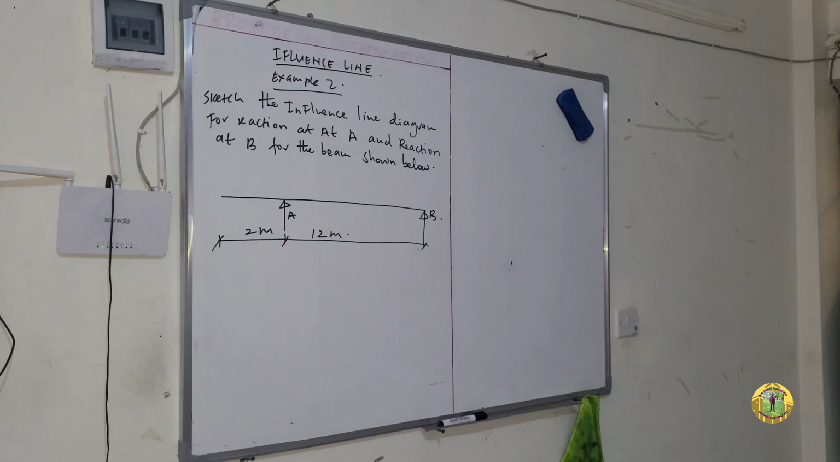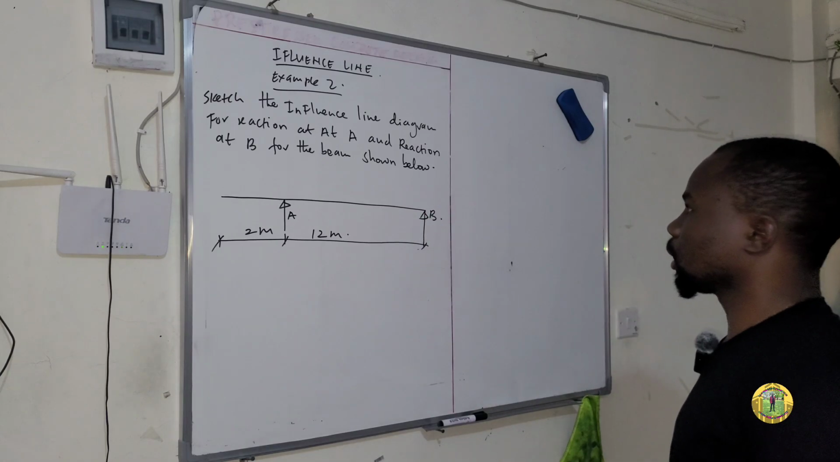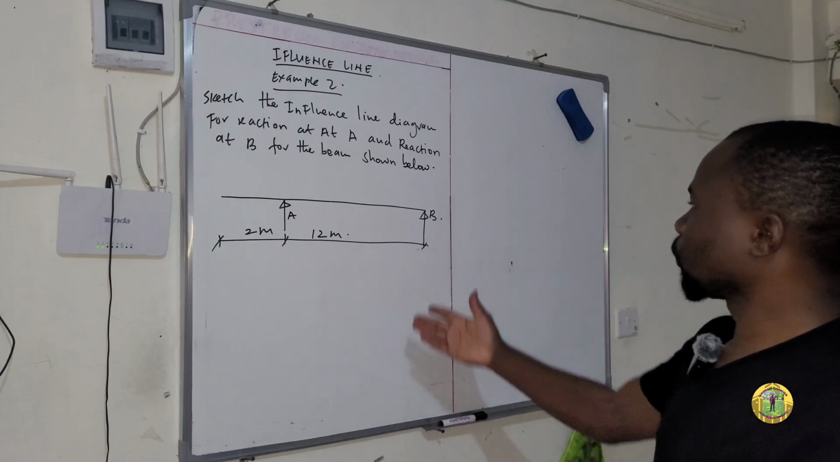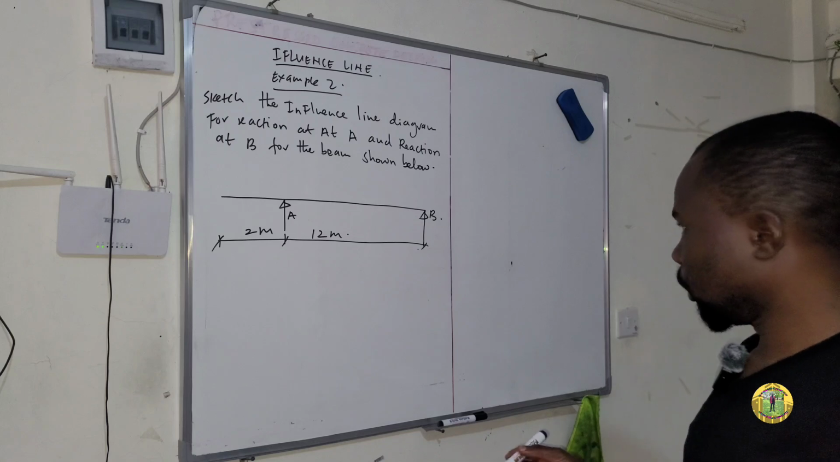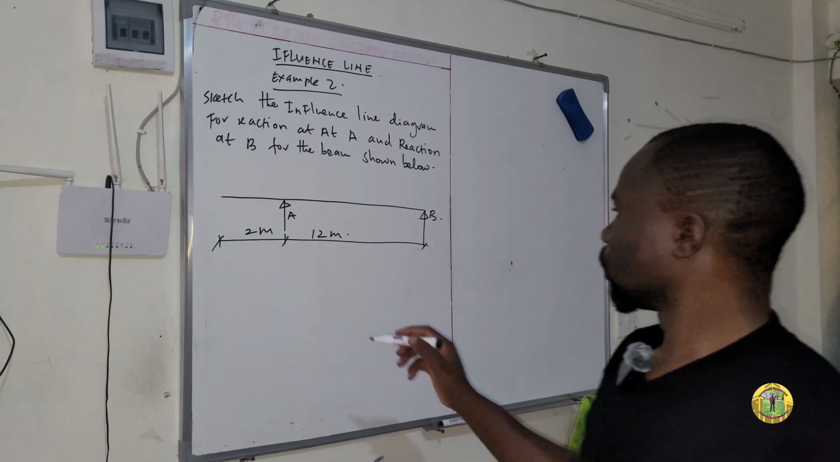Example number 2: sketch the influence line diagram for the reaction at A and the reaction at B for the beam shown below. So this is the beam. It is overhanging on the left side of support A. So, solution.